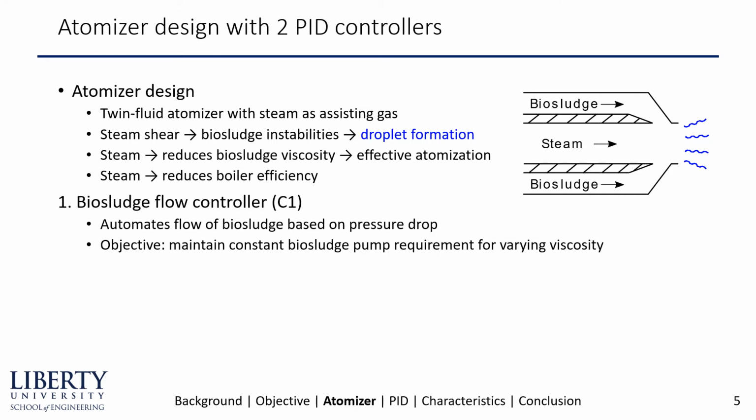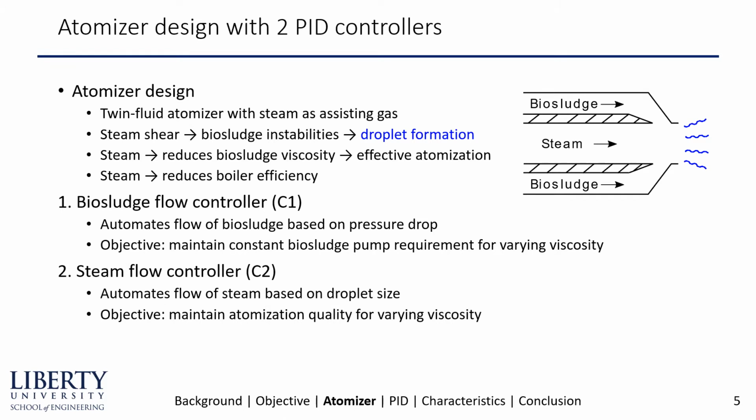We have two PID controllers that we add to the system, and recall that a PID controller just changes one variable to keep something else constant. So the first controller is a biosludge flow controller. We'll call that C1. This automates the flow of biosludge based on pressure drop. And the objective here is to maintain constant biosludge pump requirements for varying viscosity. Second, we have a steam flow controller. We'll call that C2. This automates the flow of steam based on droplet size. Our objective is to maintain atomization quality for varying viscosity.